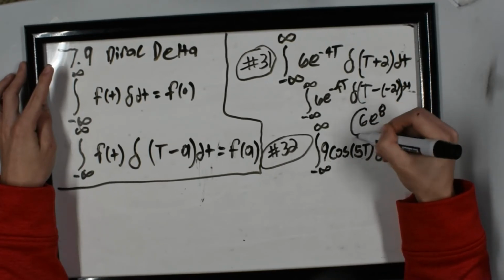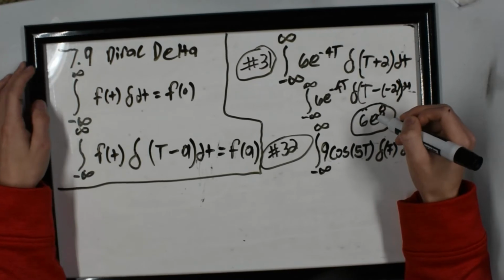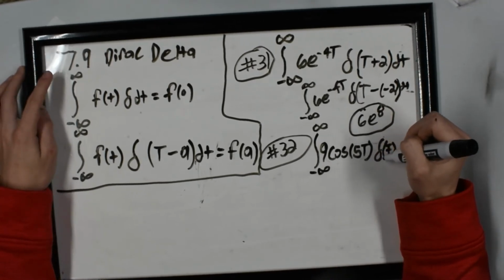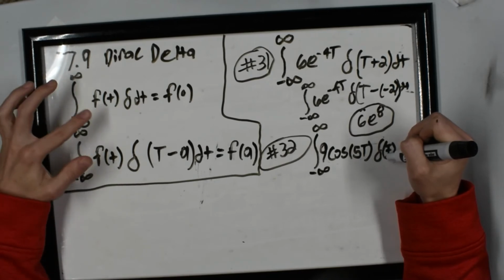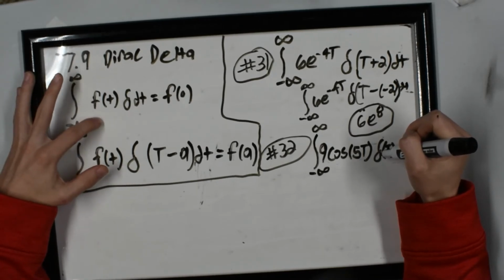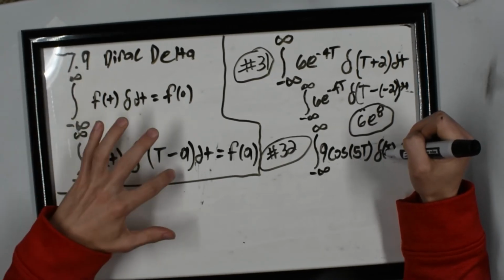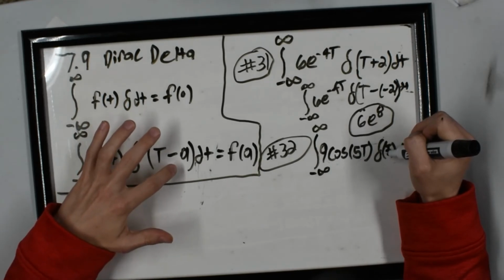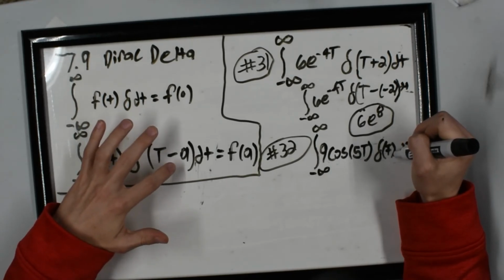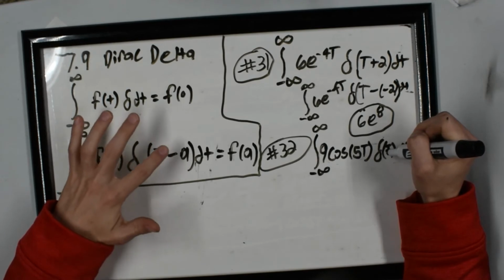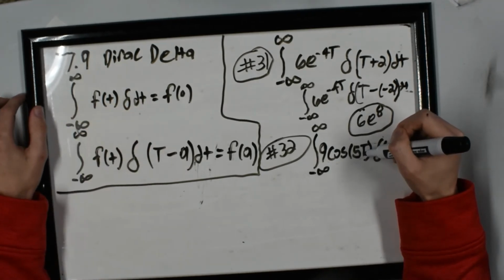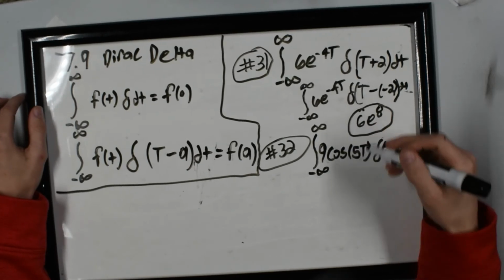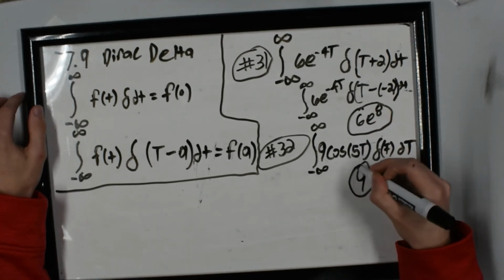Similar for this one, this is the same as number 32 on the homework. We're given the first form, where there is no plus or minus a in this Dirac delta function. So we just put f of 0. So we plug in 0 for t, we get the cosine of 0 is 1. 9 times 1, 9. That's how you do the first two for 7.9.